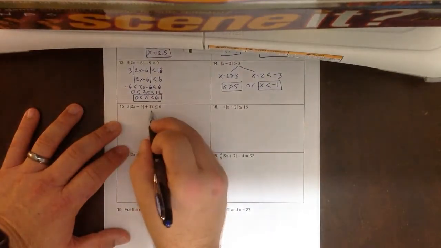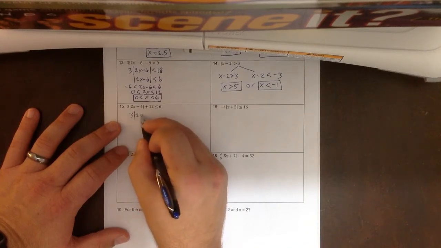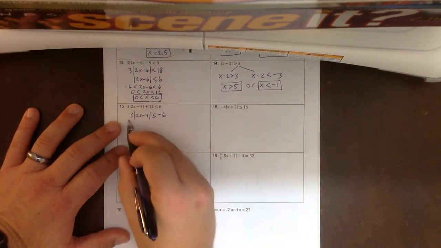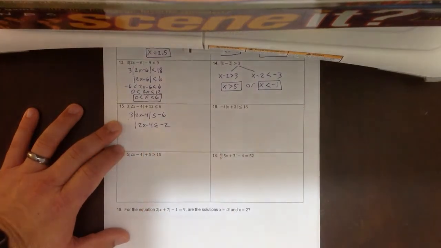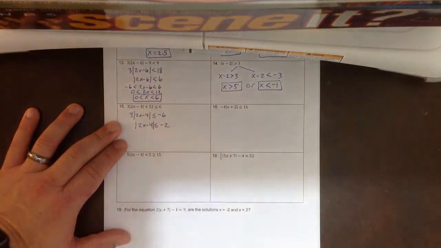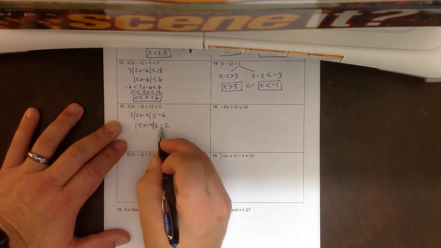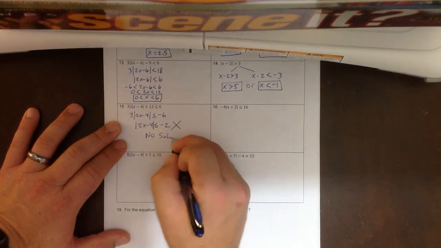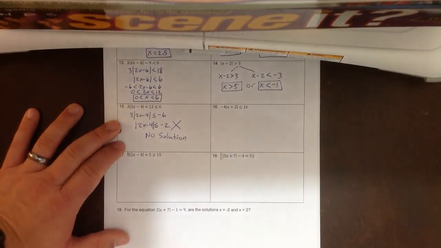Alright, on number 15, our first step to get the absolute value isolated is we're going to subtract 12. So when I subtract 12, that's going to get negative 6. Then we're going to divide by 3. And here's another special case, because the absolute value cannot be negative. It has to be positive. So on this one it says a positive absolute value. The positive number is less than or equal to a negative number. That's not possible, because positive numbers are always greater than a negative, not less than, so that's a no solution.